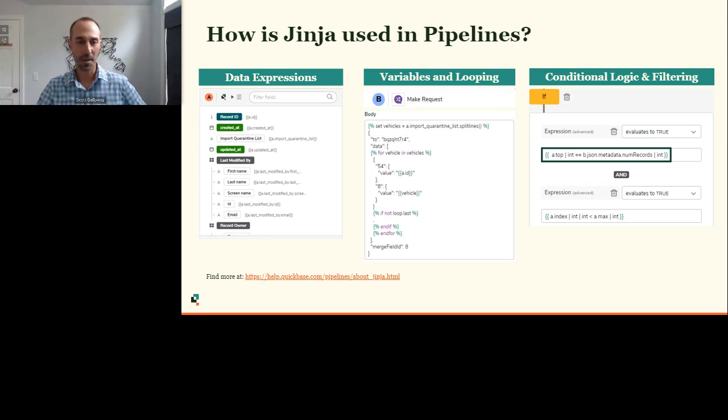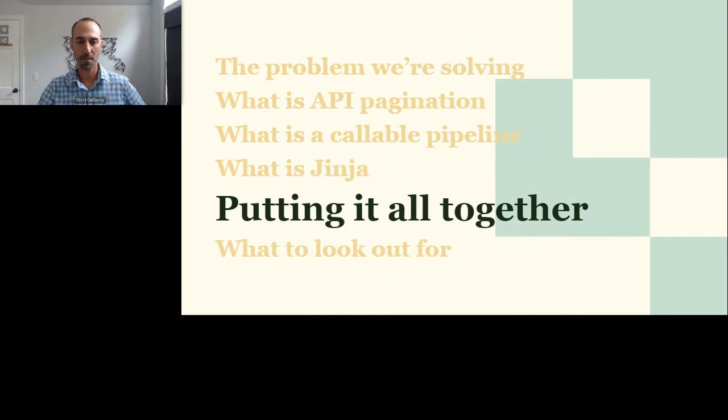All right. So putting this all together, we talked about 3 different things individually, right? But we want to put all these things together so that we can use Callable Pipelines to loop through and do API pagination, right, across a larger record set.